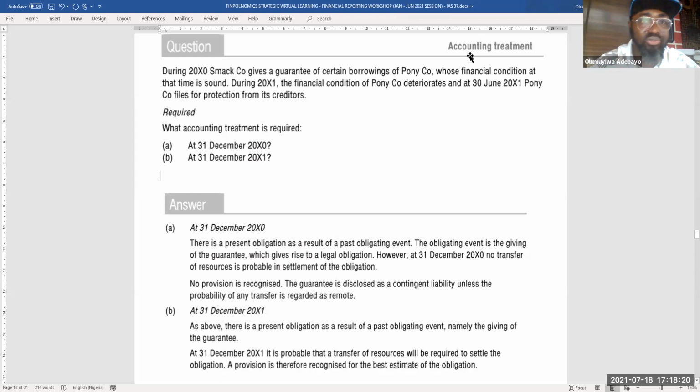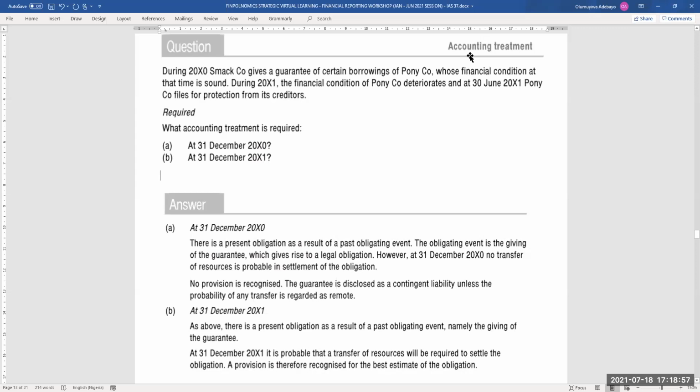Can you continue from there? I think his network is bad. I'll take it all over again. As at 31st December 20x0, there's a present obligation as a result of a past obligating event. The obligating event is the giving of the guarantee, which gives rise to a legal obligation. However, no transfer of resources is probable in settlement of the obligation. No provision is recognized. The guarantee is disclosed as a contingent liability unless the probability of any transfer is regarded as remote.